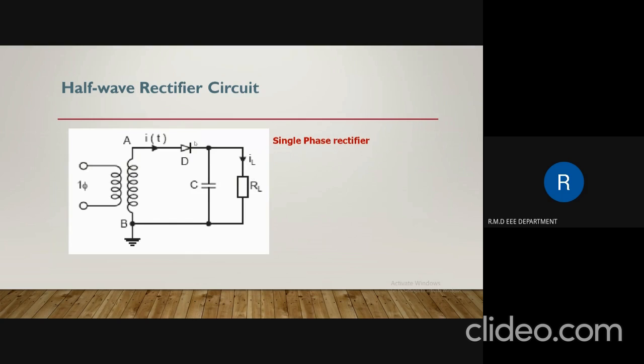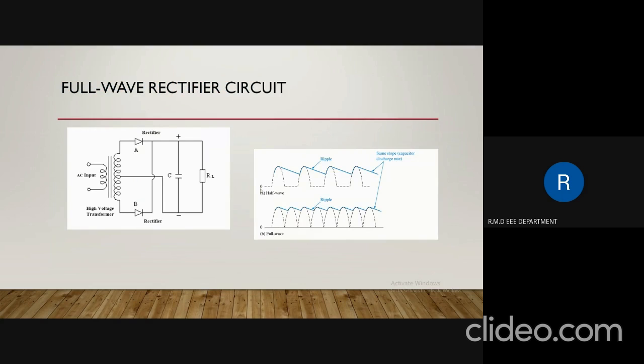During the negative half cycle, terminal A becomes negative and terminal B becomes positive because of the reversal of the supply voltage. Because of this negative at terminal A, the diode D is reverse biased, so it acts as an open switch. There is no flow of current during the negative half cycle of the supply voltage, hence the output voltage is 0 during this interval. So this is the working operation of the single-phase half-wave rectifier.